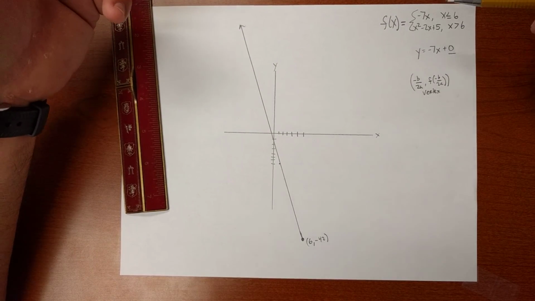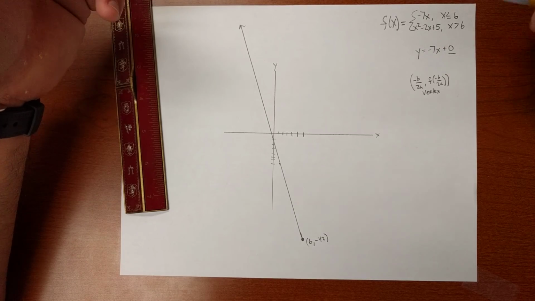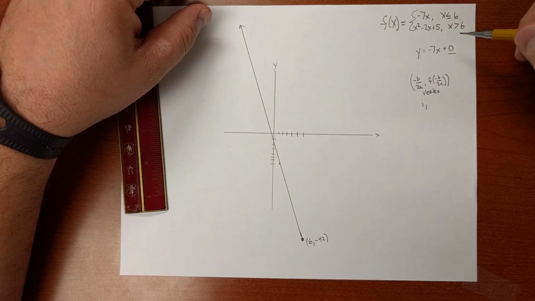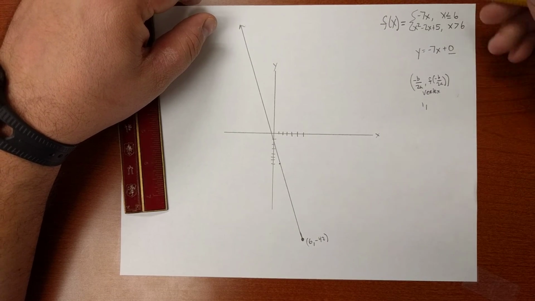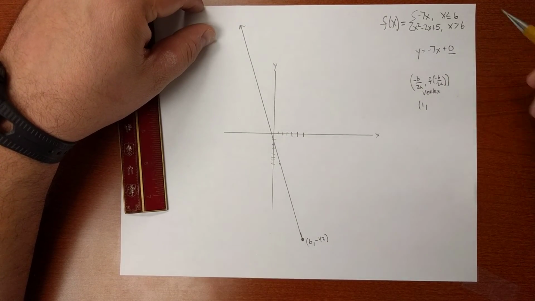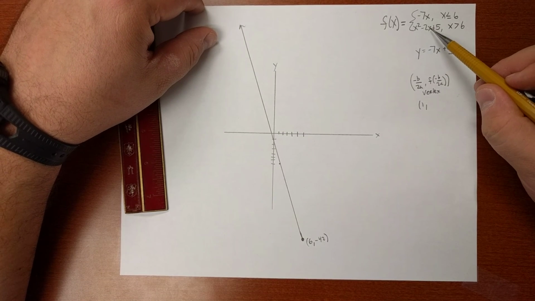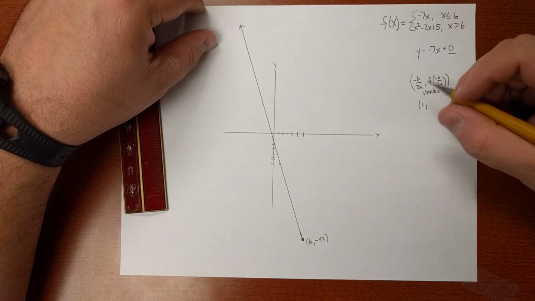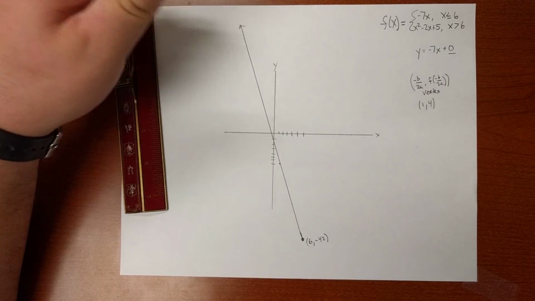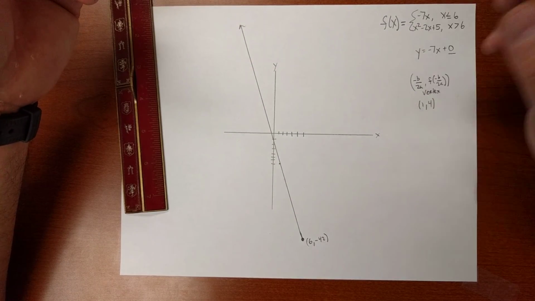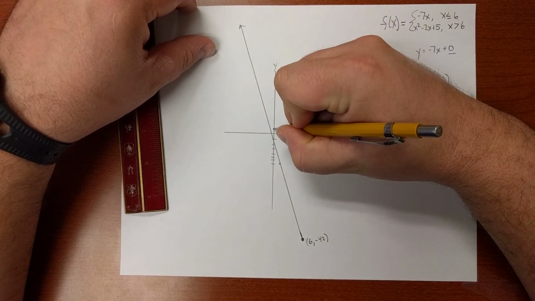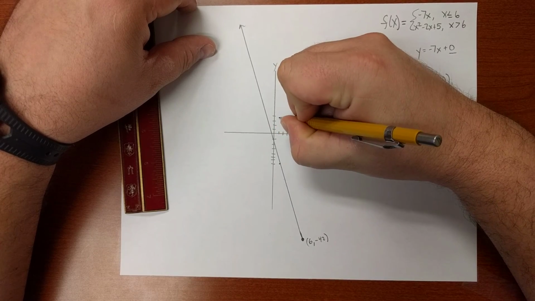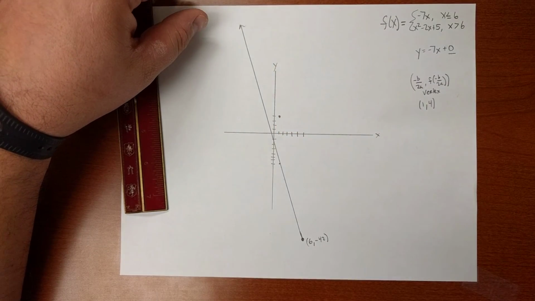Okay, so 1 is the x-coordinate. Again, that's negative b, so negative 2 over 2 times 1. So 1 comma f of 1. Well, 1 squared minus 2 times 1, so that's negative 1 plus 5 is 4. So the vertex is at 1 comma 4. So 1 comma 1, 2, 3, 4. So there's the vertex of this parabola.